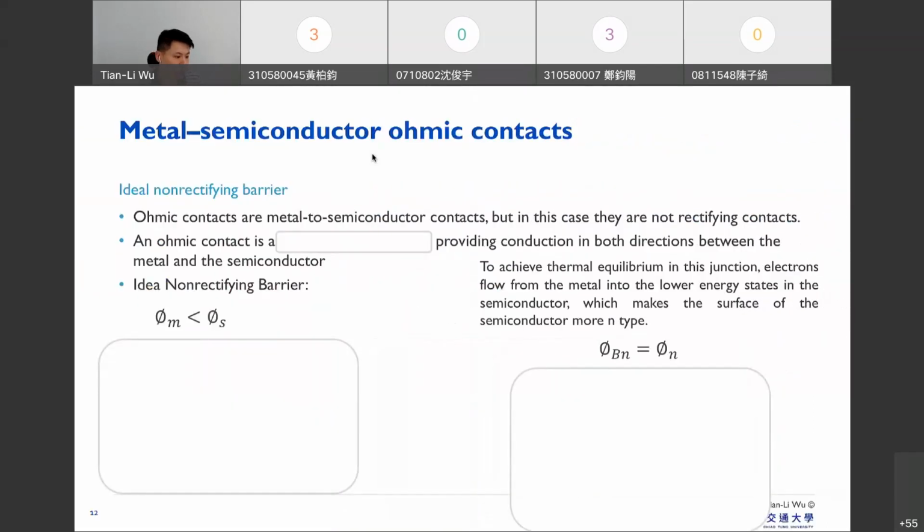Okay, hello everyone. We will continue to discuss the case of the ohmic contact. The ohmic contact is also called a non-rectifying barrier, while the previous Schottky diode is called a rectifying barrier. Ohmic contacts are metal-to-semiconductor contacts, but in this case they are not rectifying contacts. Rectifying in Mandarin is called 整流. So an ohmic contact is a low resistance junction.